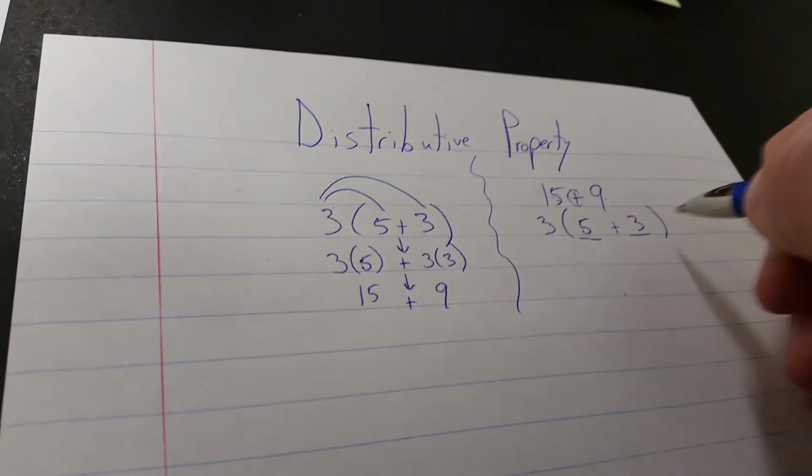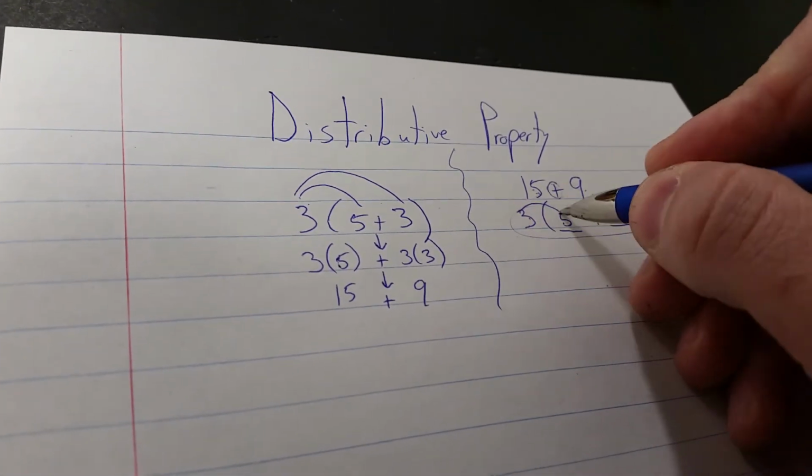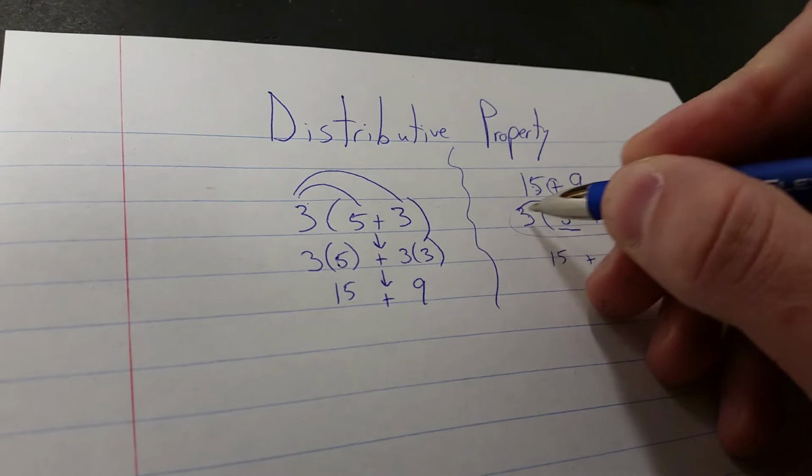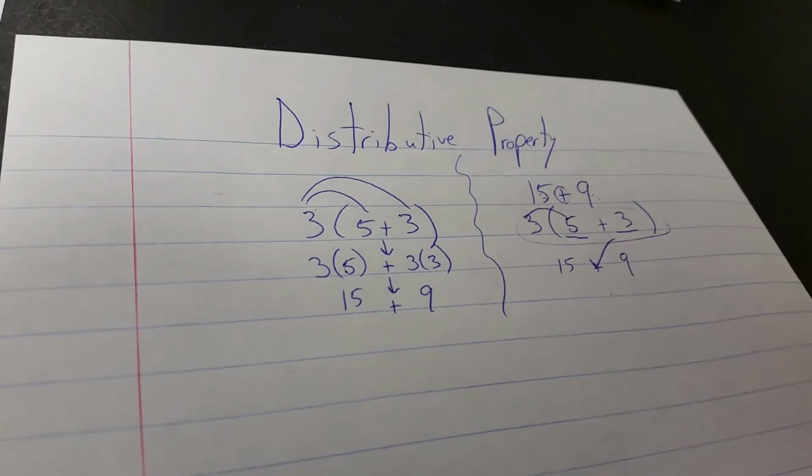One way to check this is, again, to do the distributive property. 3 times 5 is 15, plus 3 times 3 is 9, and that checks out.